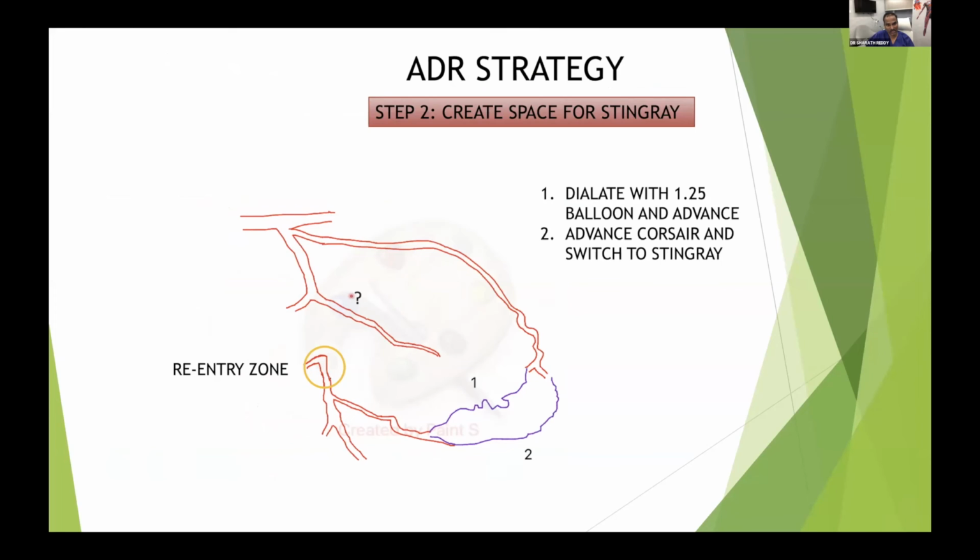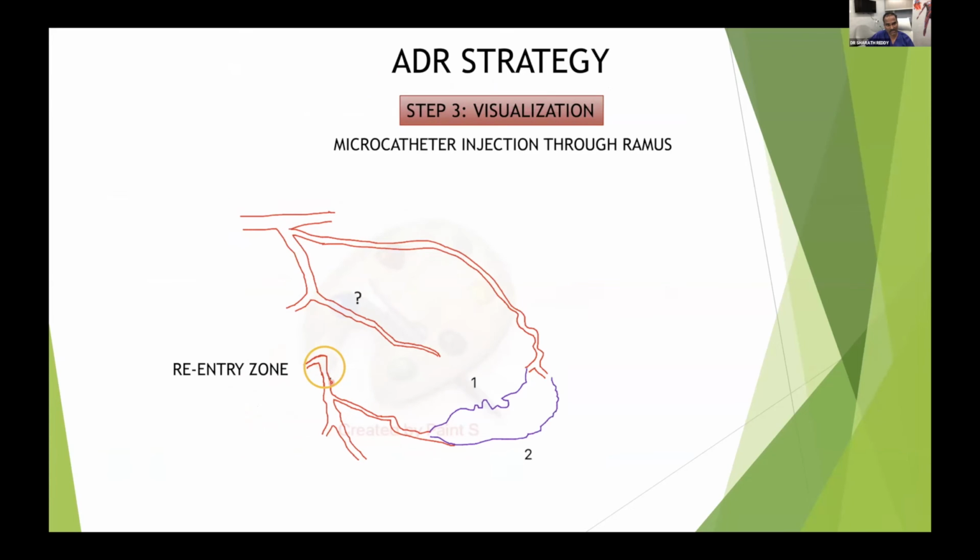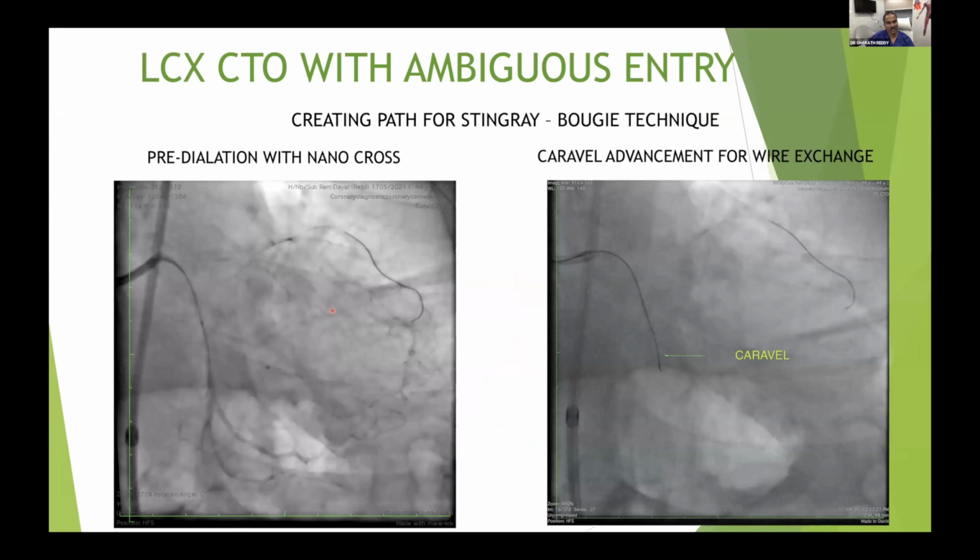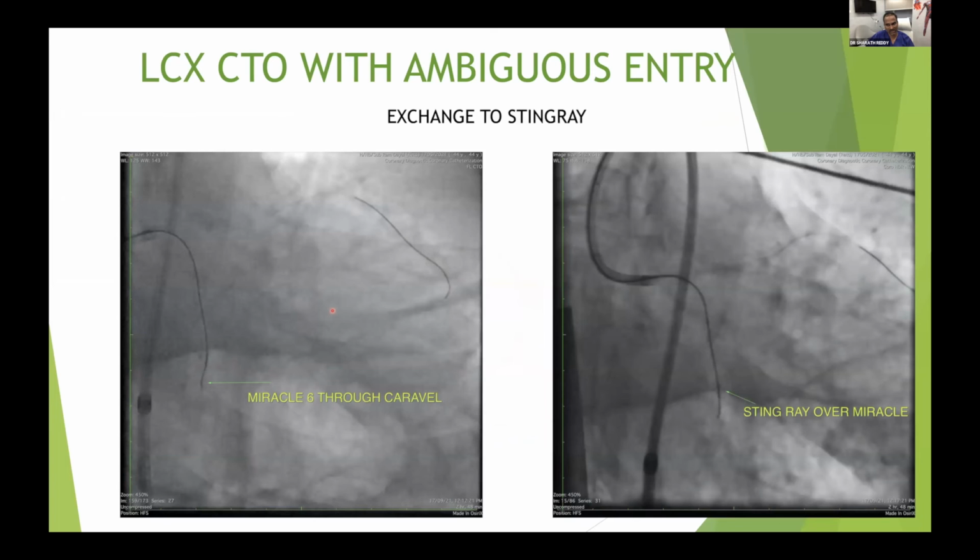And what we can do is either dilate with 1.25 balloon or advance Corsair or Caravel, and then take Stingray there. And that's how you can create it. And visualization is very important here, as already James spoke about. Put a microcatheter into ramus and inject, and visualize, not direct injection. And then you can re-enter. So this is what we did here.